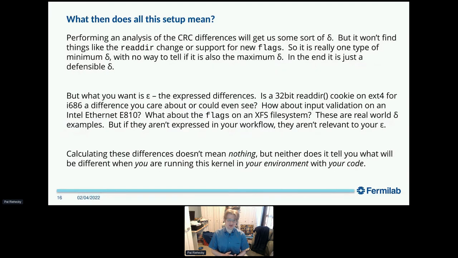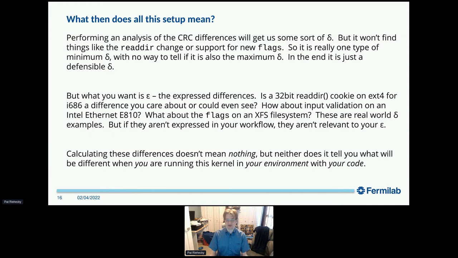So what does all this really mean here? Well, the CRC differences will give us some sort of delta, but they can't find things like readdir change. They can't find things like new flags. So this is really just some kind of minimum delta, and no way to tell if it's a maximum delta. In the end, it's just a defensible delta. I can prove that these things are different somehow.